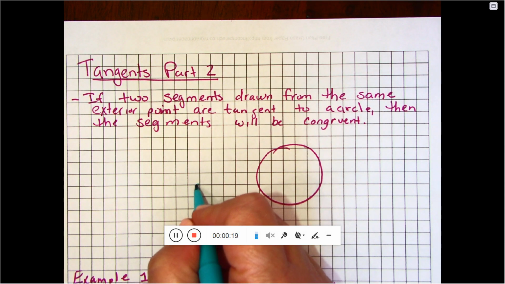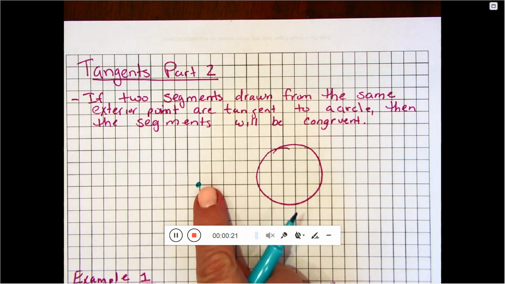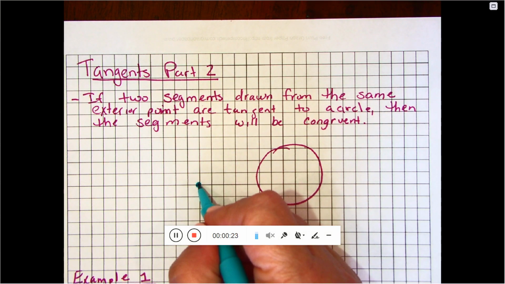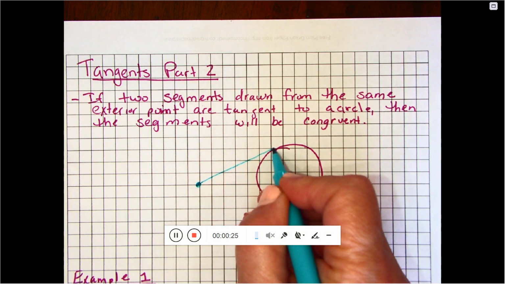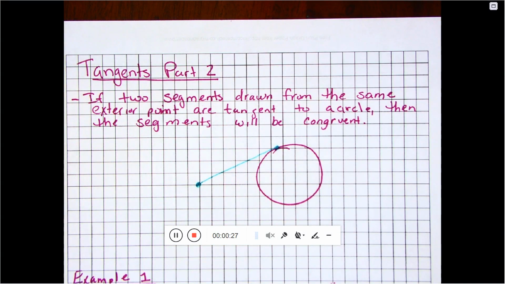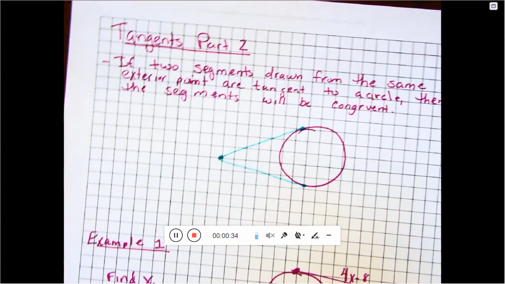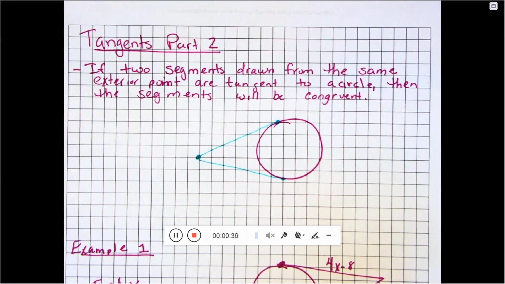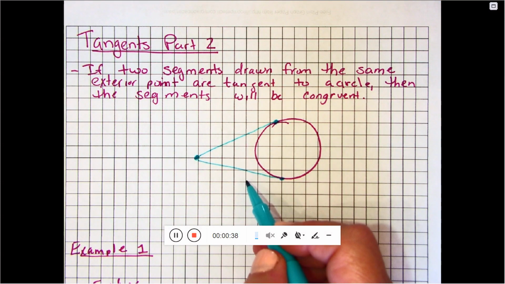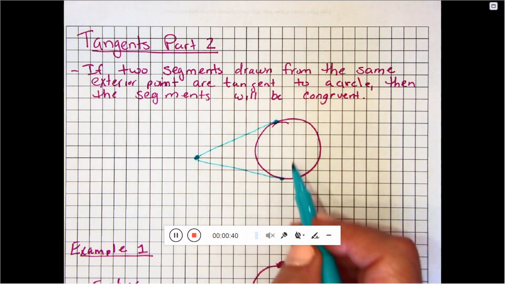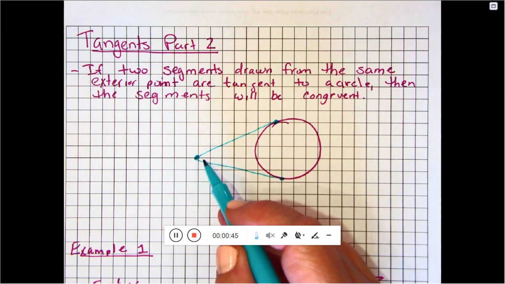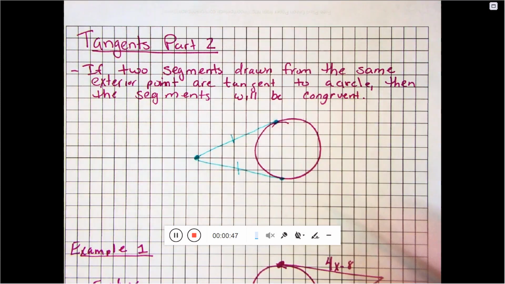If I had an exterior point, so this point is outside the circle, and I construct a tangent here, so it touches the circle at one point there, and I construct another tangent here, these two segments are both tangent to the circle. They touch the circle at one point, and they originate from the same exterior point. These segments will always be congruent.